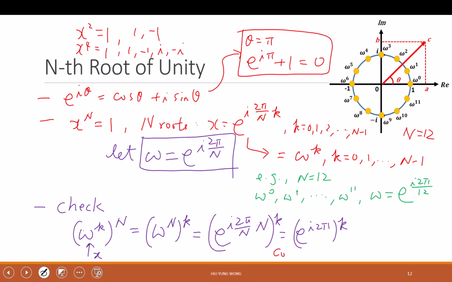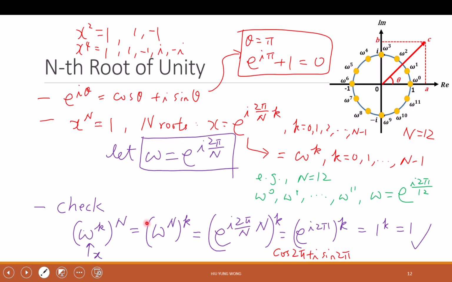Go back to the equation. Cosine 2 pi plus i sine 2 pi. What is cosine 2 pi? 1. What is i sine 2 pi? 0. So this is 1, right? So 1 to the power k equals 1. So indeed, this is correct. Omega to the power n gives me 1. So indeed, omega to the power k is the solution of this equation.